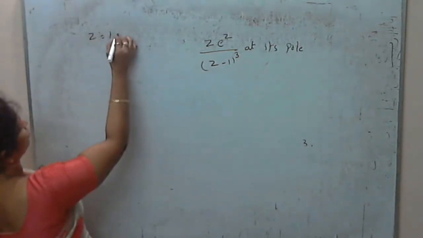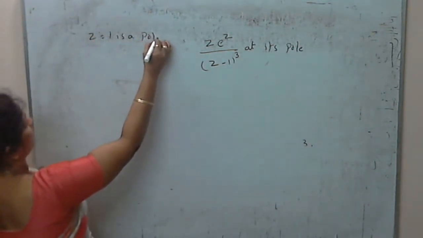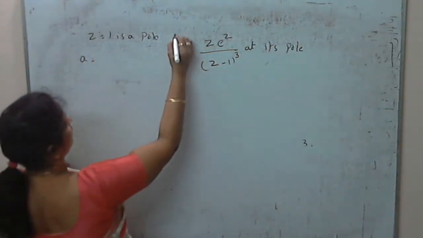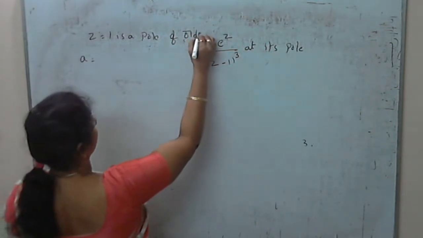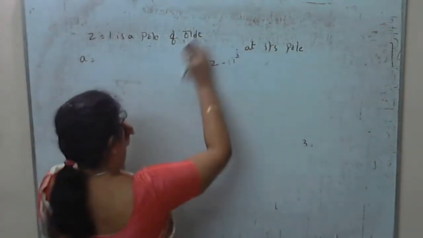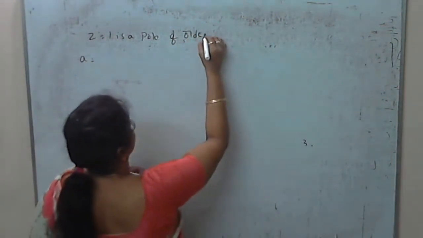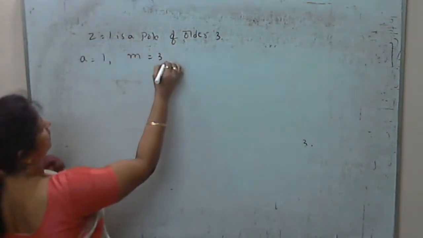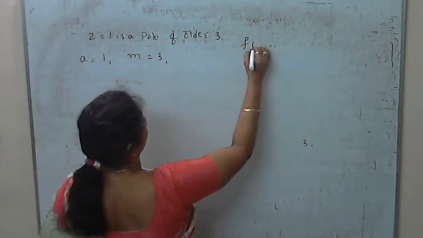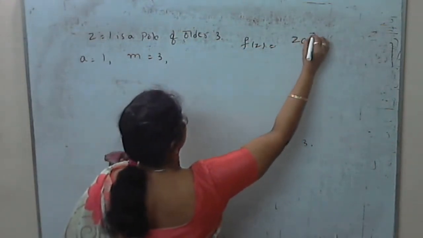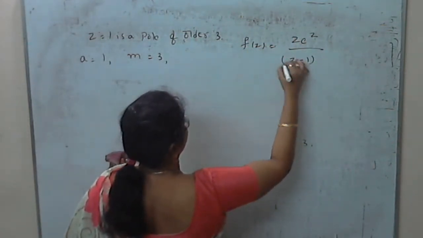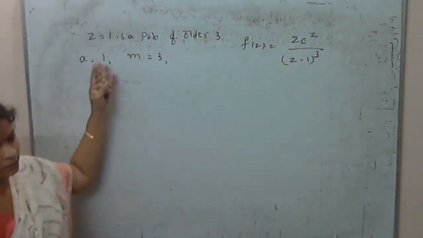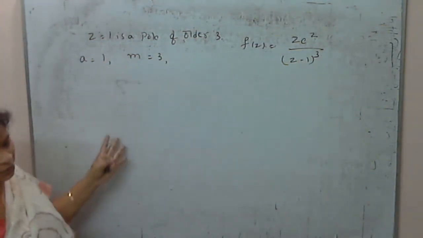z equal to 1 is a pole of order 3. That means a equal to 1, m equal to 3, and f of z equals z e power z by (z minus 1) whole cube. This is the data. Now we have to calculate the residue.